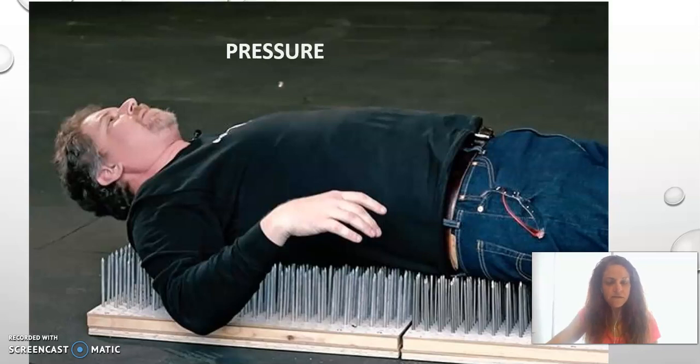Hi everybody, this is my lesson on pressure. So if you take a look at this man, you're probably wondering, how is he doing this? He must be in so much pain. He's lying down on a bed of nails. Wow. And I'm wondering if some of you even tried this.